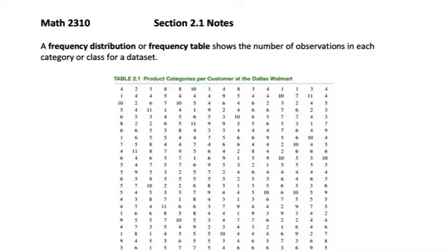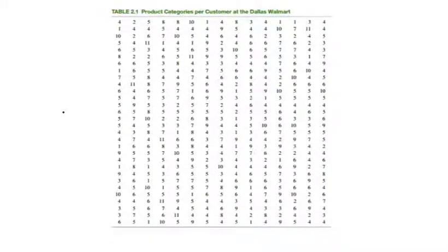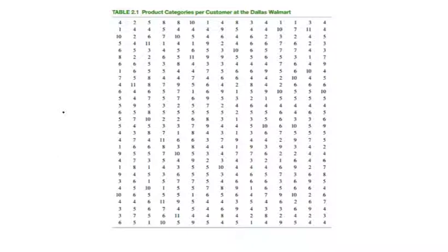In this video for section 2.1, we're going to talk about frequency distributions, also called frequency tables, and they show the number of observations in each category or class for a data set. So for example, if we have this data set, it shows the number of product categories per customer at the Dallas Walmart. So for example, this 4 means that this particular customer purchased products from 4 different categories, things like grocery, health and beauty, things like that.